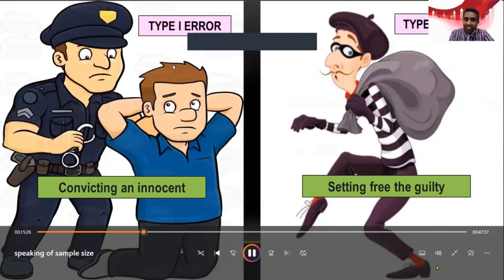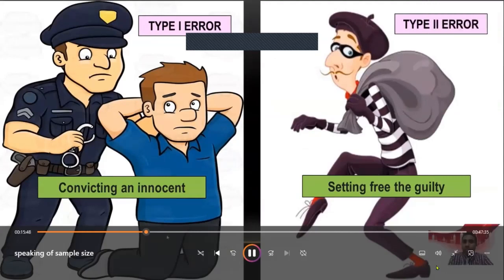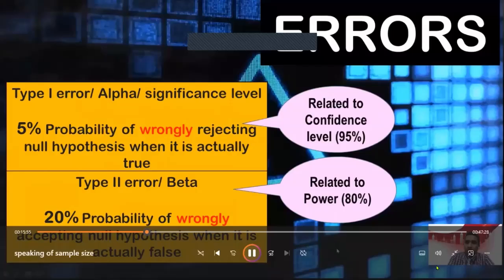Type 1 error is something like convicting an innocent. An innocent who did not commit any crime has been arrested by the police. Consider the other scenario: this guy is a thief, and the court decided that he is not the convict and set him free. Which is considered the more serious error here? Obviously, convicting an innocent is a more serious error compared to setting free the guilty. That's why we want to keep type 1 error at 5% and type 2 error at 20%.